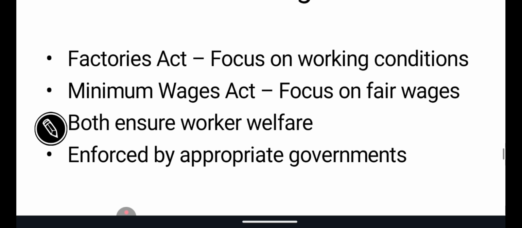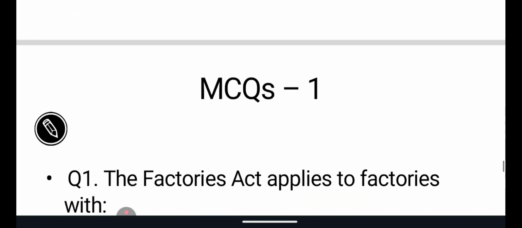Factory Act focuses on working conditions. Minimum Wage Act focuses on fair wage. Both ensure worker welfare. All right. Enforced by the appropriate government. That means if the factory is under the state government, it is the responsibility of the state government to cover it. And if it is under the central government, it is the responsibility of the central government. All right. So now we have done all the slides of Labor Laws, chapter 5.